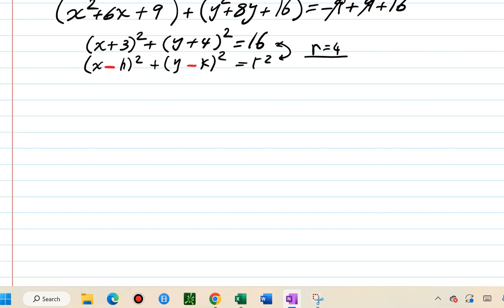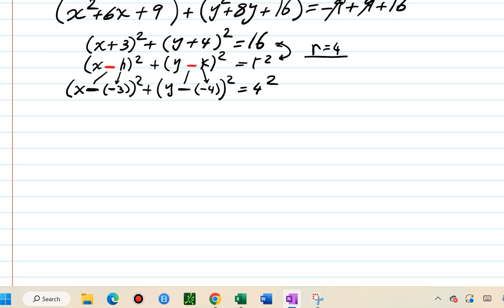Now if you look at this form, you have to have x minus h. The x plus 3, let me show you just this one time how we manipulate the 3. I'm going to write that as x minus -3, squared, plus y plus 4 I'm going to write as y minus -4. A double negative is positive, and that's the reason. Might as well write 16 as 4 squared. So you can see now in this form, these are the minus symbols. So the h must be -3 and k must be -4.